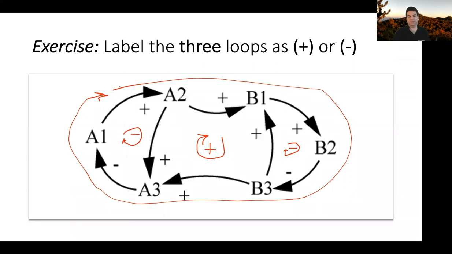Okay, so questions about this one? Is it clear how we found three loops? And we could label the three loops. All right, there are questions. Why are the loops on the sides balancing?